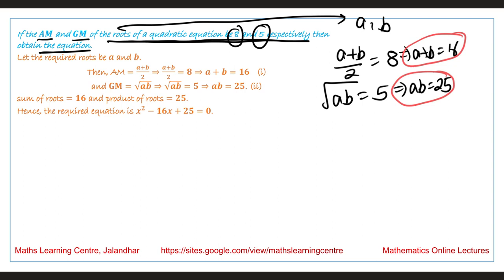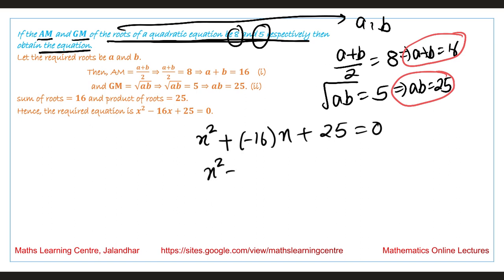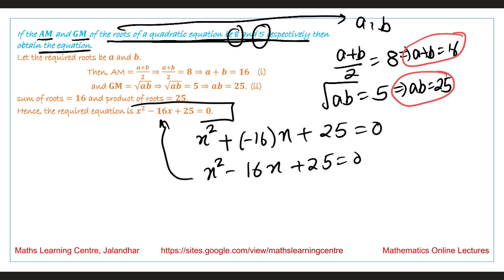Now to obtain the equation, we write x square minus the sum of roots, which is 16x, plus the product of roots, which is 25, is equal to 0. So the required equation is x square minus 16x plus 25 is equal to 0. This is the required equation.